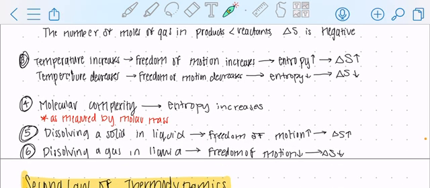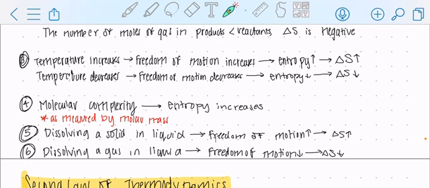As temperature increases, the freedom of motion increases. So at higher temperatures, there is more thermal energy and more freedom of motion. And so entropy increases and the change in entropy is positive, meaning it's spontaneous. As temperature decreases, the freedom of motion decreases and entropy decreases, and the change in entropy is negative.